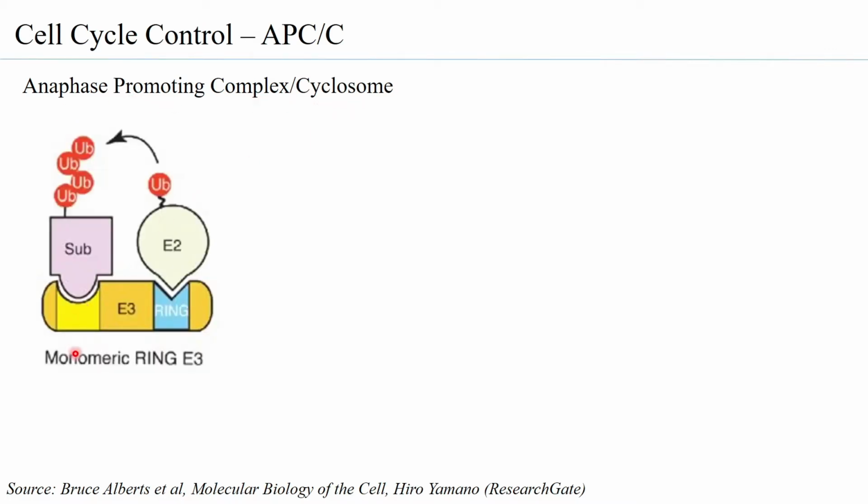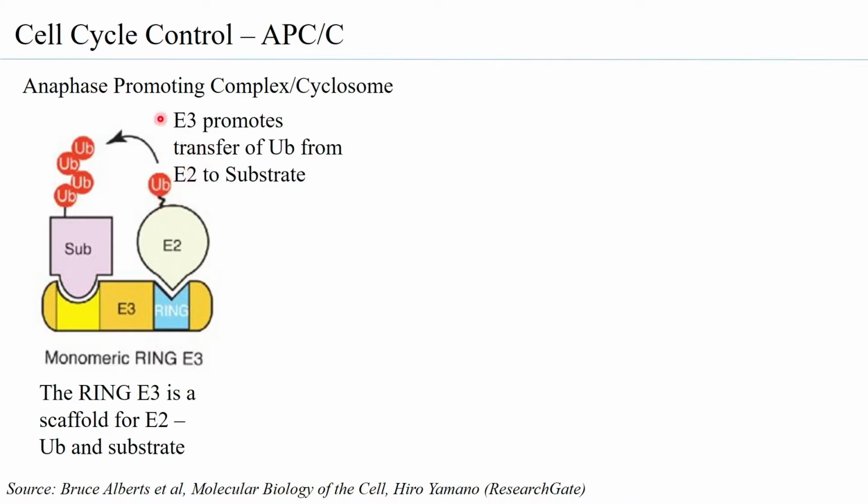Now, what it has is a monomeric ring E3. This is one subunit which has a ring-like structure, and this monomeric E3 ring structure is a scaffold for another subunit which is E2. This E2 is generally ubiquitinated. Now you must understand that E2 can have more than one type, and you can have more than one E2 bound to the E3. So the ubiquitin that is attached to the E2 is actually transferred to the substrate, and the substrate also has a binding region in the E3, and the E3 promotes the transfer of the ubiquitin from E2 to the substrate.